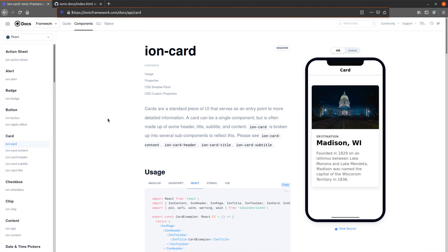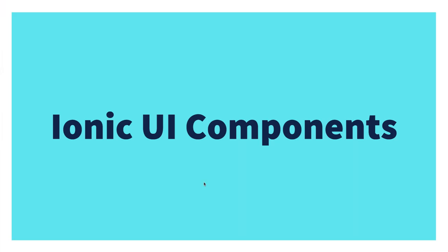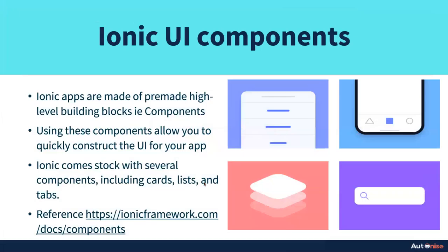Now let's go back to our slide. So we learned about the Ionic UI components, and we got to know that these components allow you to quickly make beautiful UI. Ionic comes stock with several components including cards, lists, and tabs which we used, and all of this is available on ionicframework.com/doc/components. That is basically the documentation of all the UI components, and you can just go there and pick any component you want and use it inside your app.